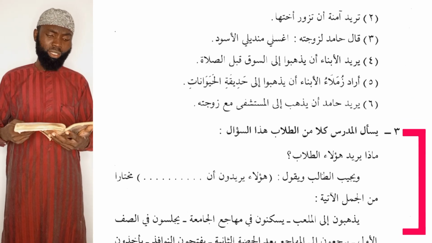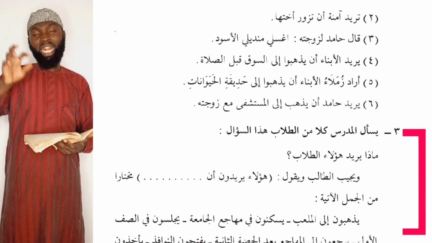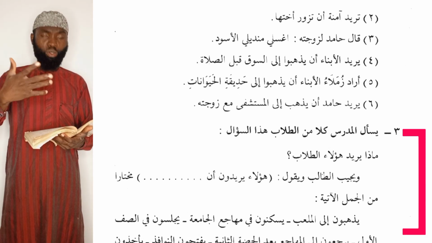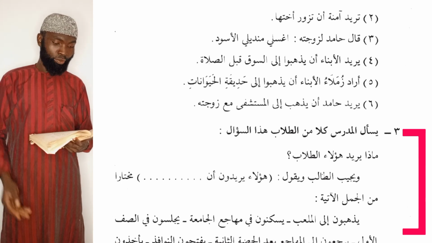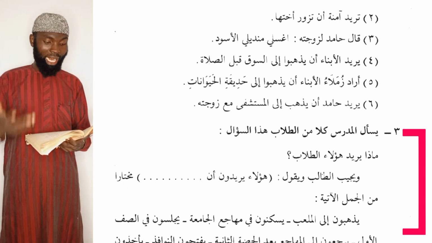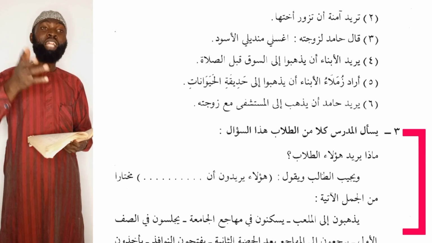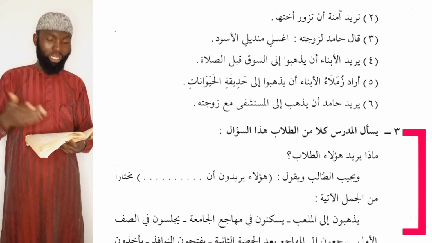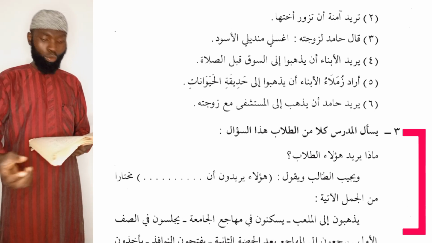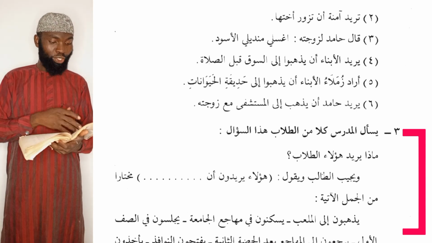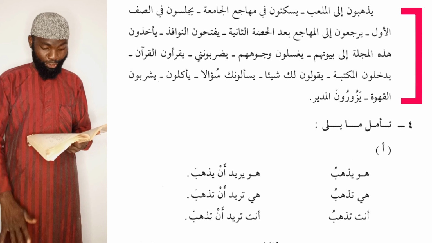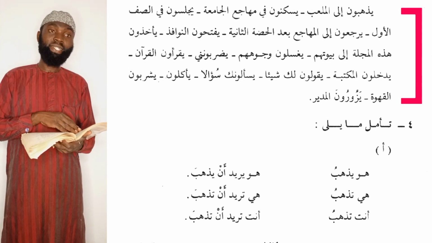Number 3, we have يسأل المدرس كل من الطلاب هذا السؤال. The teacher should ask each of the students this question. So I'm going to ask you, ماذا يريد هؤلاء الطلاب؟ What do those students want? ويجيب الطالب ويقول, and the student will answer by saying هؤلاء, these ones, يريدون أن, then you choose from the following. You can say يريدون أن يذهبوا إلى الملعب, they want to go to the field. يريدون أن يسكنوا في مهاجع الجامعة, they want to live in the school hostels. أن يجلسوا في الصف الأول, to sit in the first row. يريدون أن يرجعوا إلى المهاجع بعد الحصة الثانية, they want to return to the hostel after the second period.